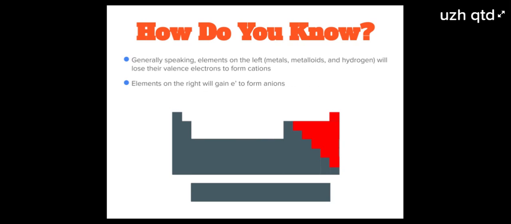Again, there is kind of like another trick to this. Generally speaking, elements on the left-hand side of the table, so your metals, your metalloids, and hydrogen, will lose their valence electrons to form cations or positive ions. In this image, that's everything in the grayish blue-black color. Whereas elements on the right are more likely to gain electrons to form anions and go negative, excluding the elements in group 18, which is the final group on the right, because those are noble gases and they are fully stable.